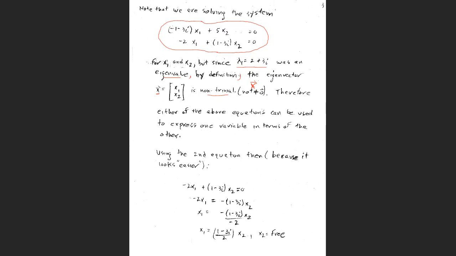The definition of an eigenvector is that it's a non-zero vector. So the vector x is non-trivial. It's not equal to 0. It's not equal to the 0 vector. And that's right, Benjamin. Would it make sense if it did? How would the scaling work? But what this means is, therefore, either of the above equations can be used to express one variable in terms of the other.